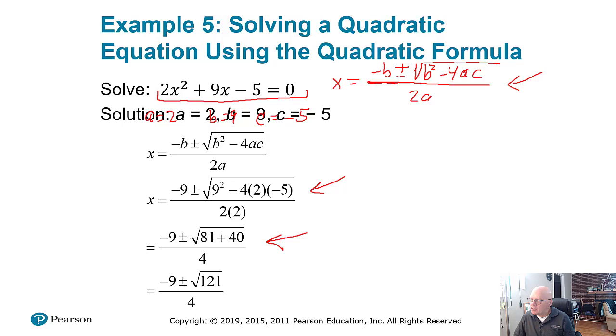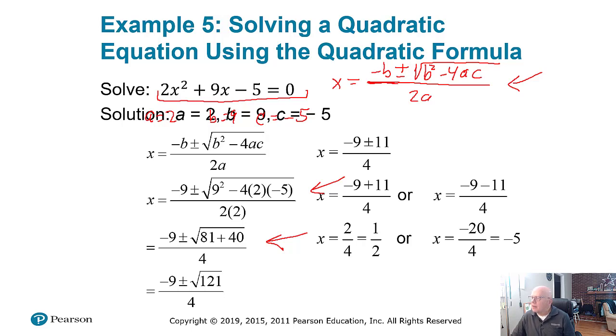Did some of the multiplication inside the radical and in the denominator. Add the 81 and the 40 to get 121. The square root of 121 is 11. Here are your two answers. Split them up at this point. Write this down with a plus here and get the answer. Write it down with the minus here and work out the answer. Two answers.